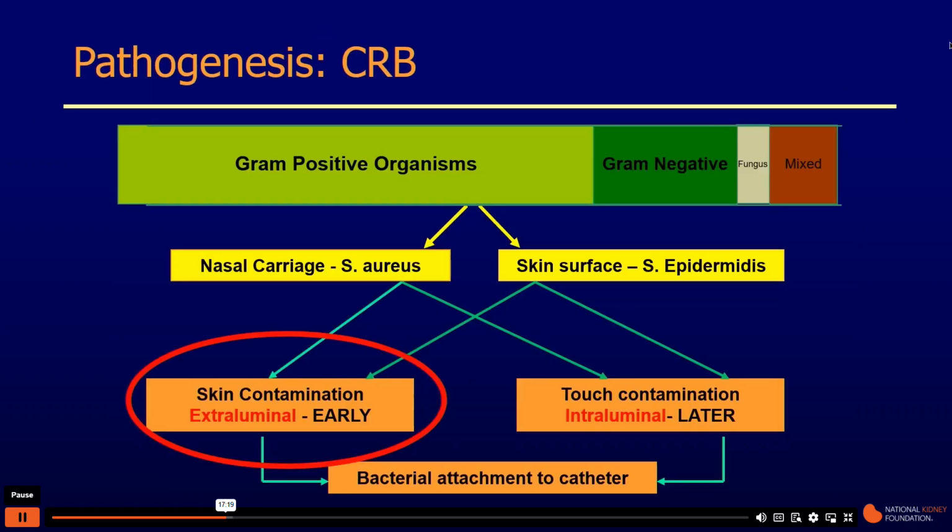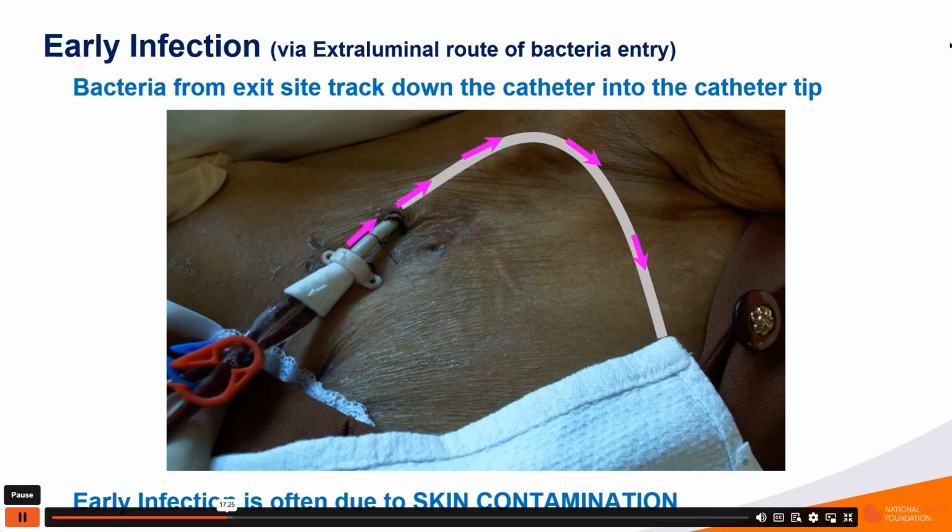So let's talk about the extraluminal route and how we can avoid that attachment. So what happens is, you can see a patient here, you can see his skin where the exit site is. All of us, many times we touch our face. Patients are uremic, they have pruritus, they're scratching their face, they scratch their chest. So it's very easy to transfer Staph aureus from other parts of their body onto the chest. You can see there's a coat there that may touch the patient's skin. So bacteria is on the skin surface.